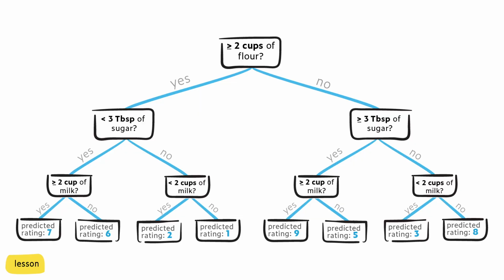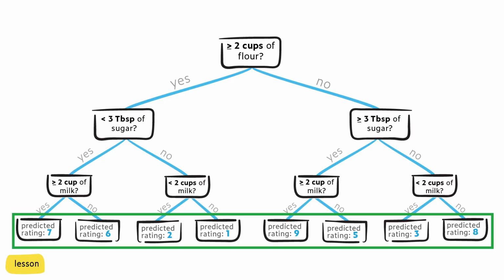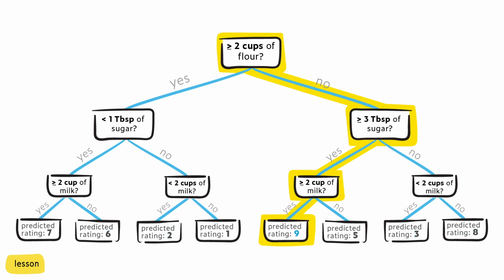So when we work with a decision tree model, what we can do is look at the leaves. And remember, the leaves are at the bottom of the tree. Then we can trace our path backwards up to the top of the tree, and pull out all of the components and which amounts should go into the highest rated pancake recipe.